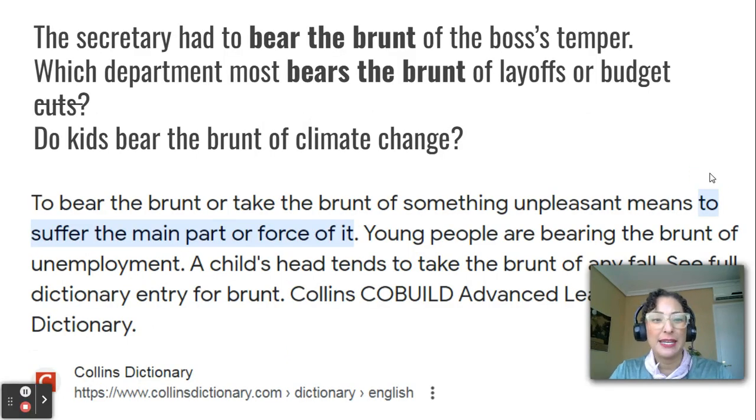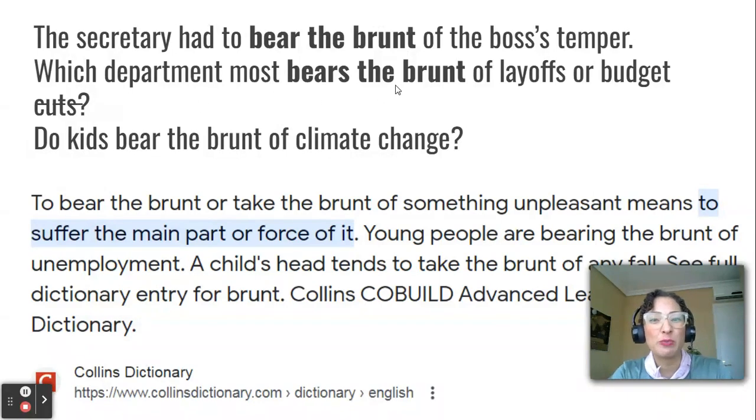Bear the brunt. Now, this expression means to suffer the main part or force of something, to suffer the most. So the secretary had to bear the brunt of the boss's temper. The secretary is the person who works closest to the boss. So that just makes sense that the secretary would be a witness, would be able to hear and see the boss acting out in a temper the most, more than people in a department further away down the hallway.